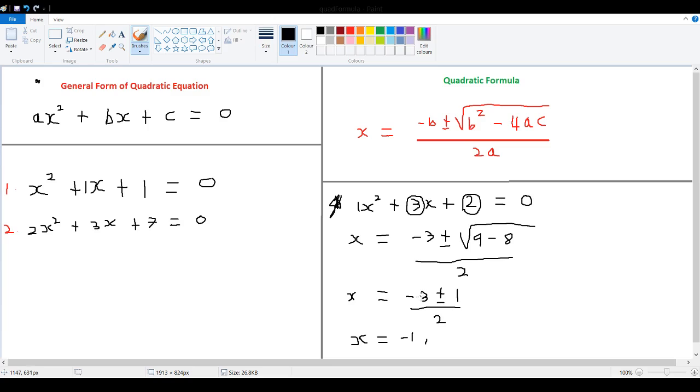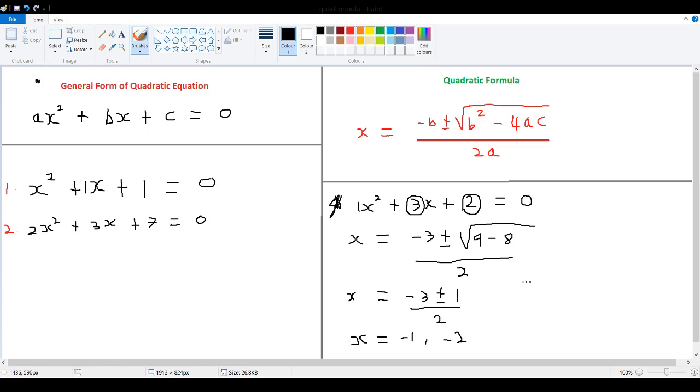And then you've got minus 3 minus 1, which is minus 4. And then you're dividing that by 2. So minus 4 divided by 2 is minus 2. You get minus 2.